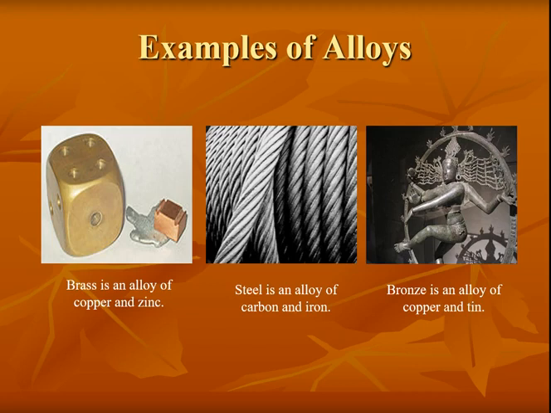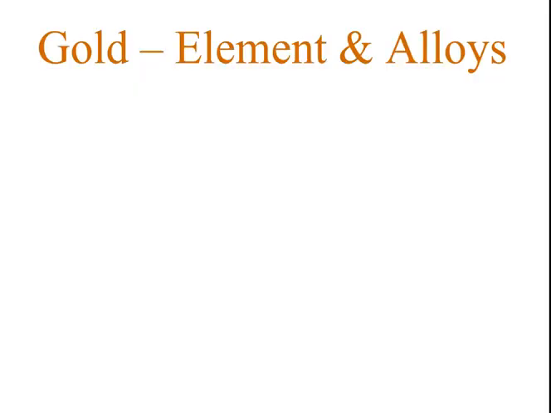Bronze is an alloy of copper and tin. And again, why would they do this? Because it improves the properties. Stainless steel is chromium and iron, and of course that prevents it from rusting like normal iron does. Brass is stronger and harder than the copper and the zinc individually. So you get some unique properties, and it allows you to use it for different applications.